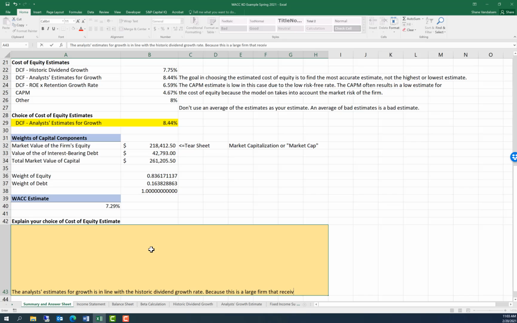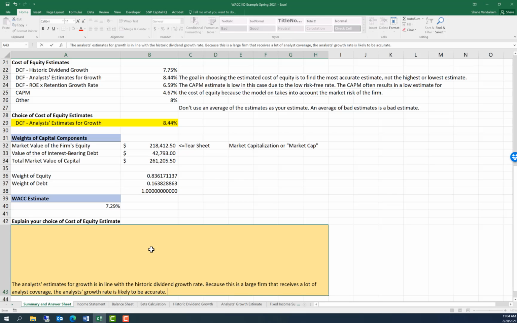There's no spell check in Excel. That receives a lot of analyst coverage. The analyst growth rate is likely to be accurate.